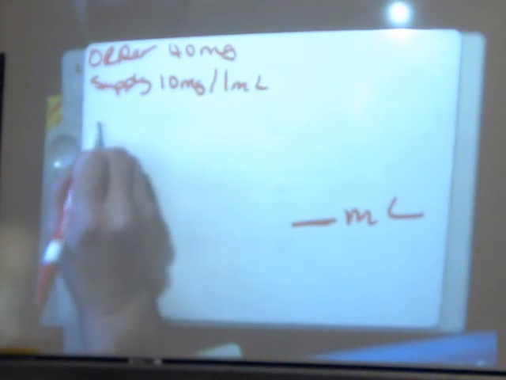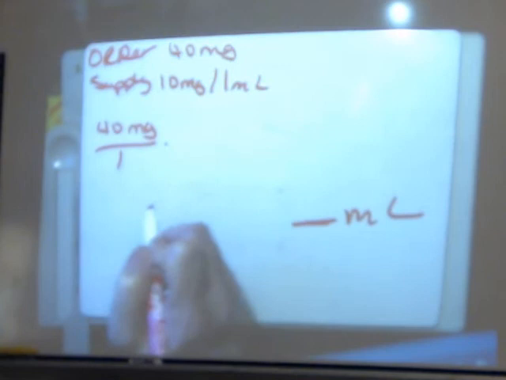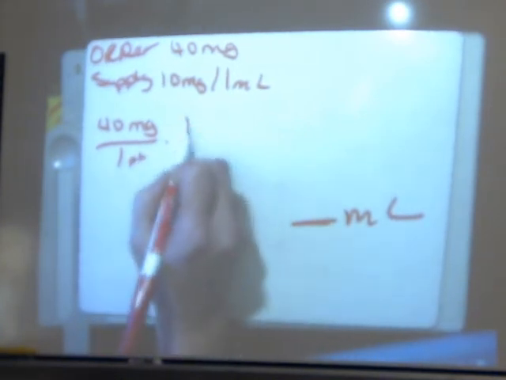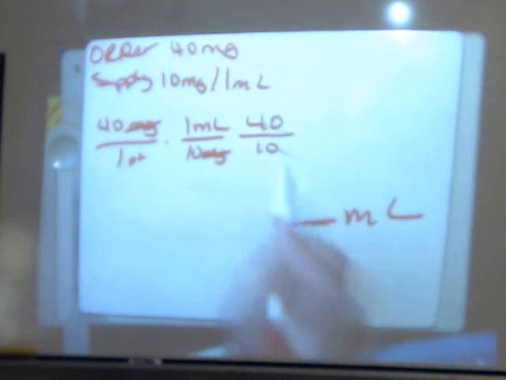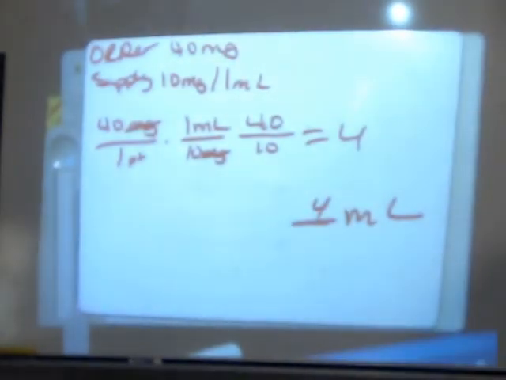Okay, so we're going to set it up. 40 milligrams, and for one patient or one dose. And what we have on hand is 1 milliliter and 10 milligrams, right? So we have 40 divided by 10, which equals 4, right? So we're going to give 4 milliliters of Lasix every day. All right, so that's number 3. We're going to work 4 and 5 real quick. And then you guys are going to work the rest of them.